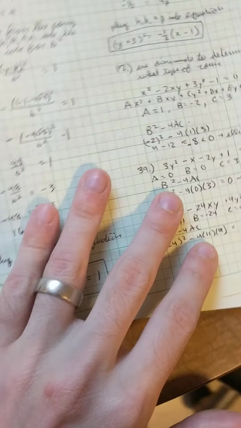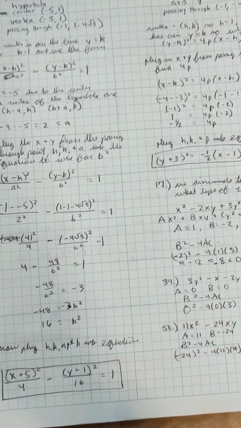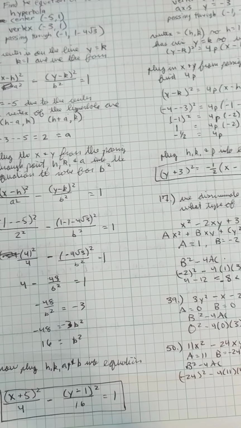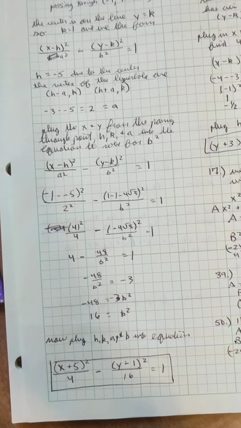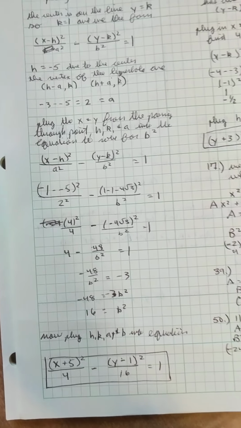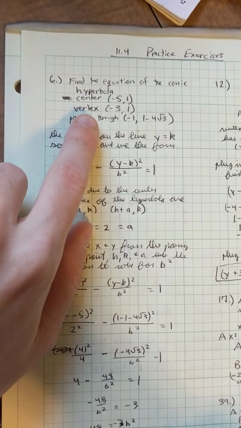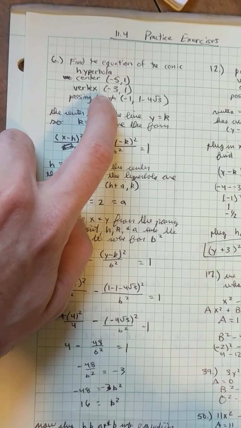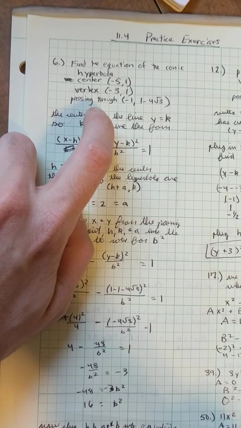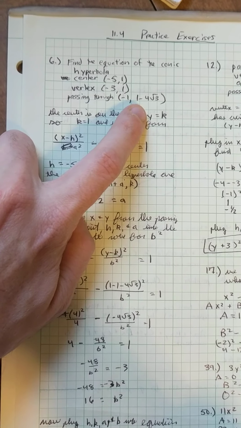I've taken the liberty of doing a couple problems for you guys, just so you can get a feel of it. The first about 16 problems are the most difficult in this section, in my opinion. That's where you're finding the equation of conics using the table on page 720 and the information we've learned in chapter 11 so far. Number 6, we're finding a hyperbola. We're given the center of (-5, 1), the vertex of (-3, 1), and that it's passing through the points (-1, 1 - 4√3).